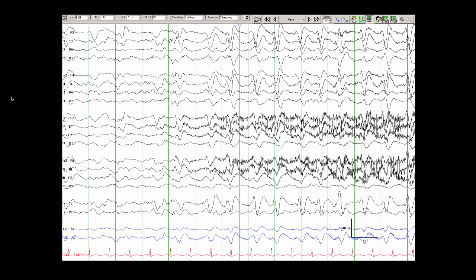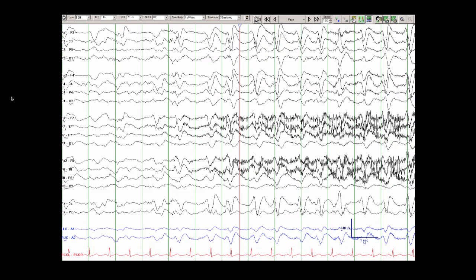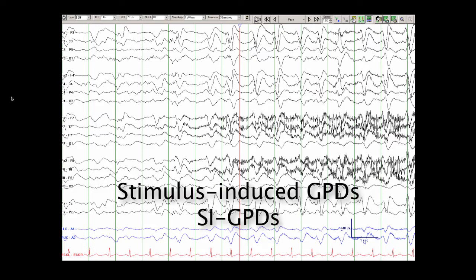What we also notice is in the second half of the page there is some increased muscle artifact in the temporal chains. This likely means that this patient has been stimulated or is undergoing an arousal. Therefore, we would say that these could be stimulus-induced discharges, which is a common finding in encephalopathic patients.